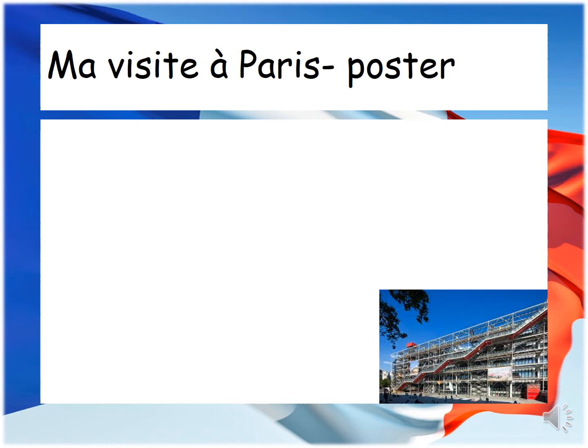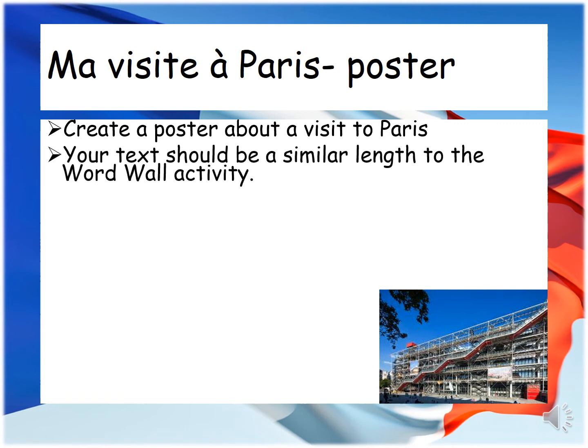Now that you've had a chance to practice some useful vocabulary, it's your turn to create a poster about your own imaginary visit to Paris. So this poster can be done by hand if you like, and you can take a photo of it. It would be great as well if you can do it on Word or even on a PowerPoint slide. Your text should be a similar length to the WordWall activity. So you can refer to your screenshot to have a look at this text, which is like a template for you.